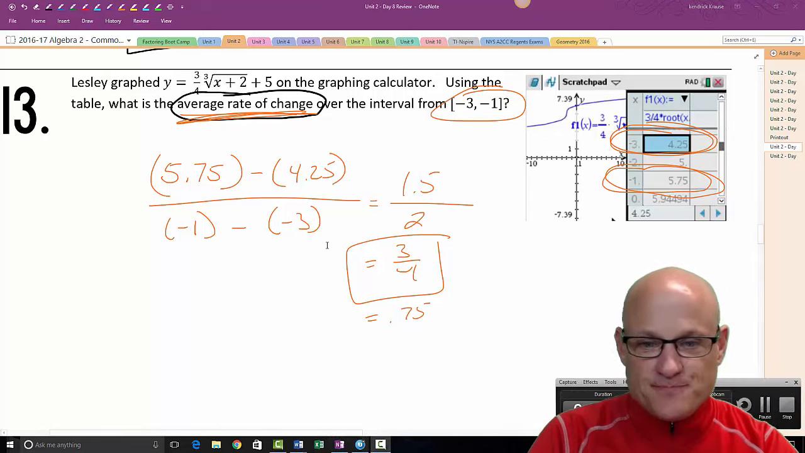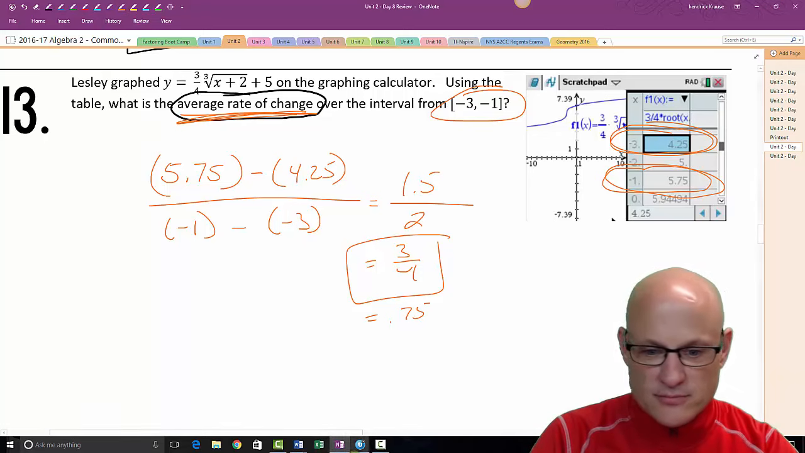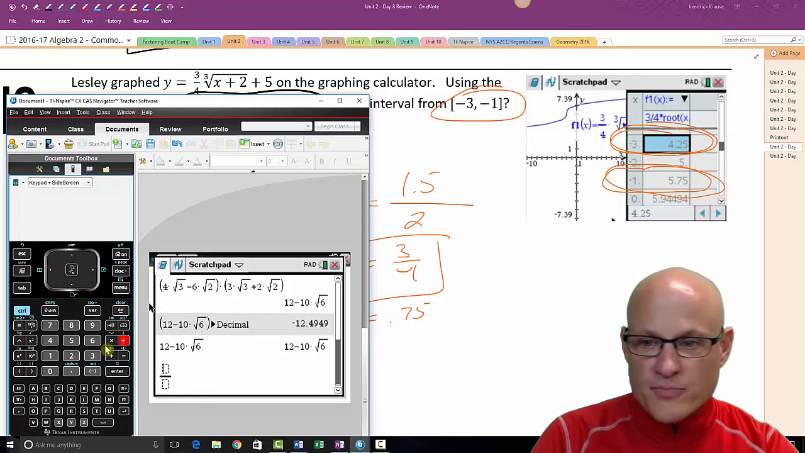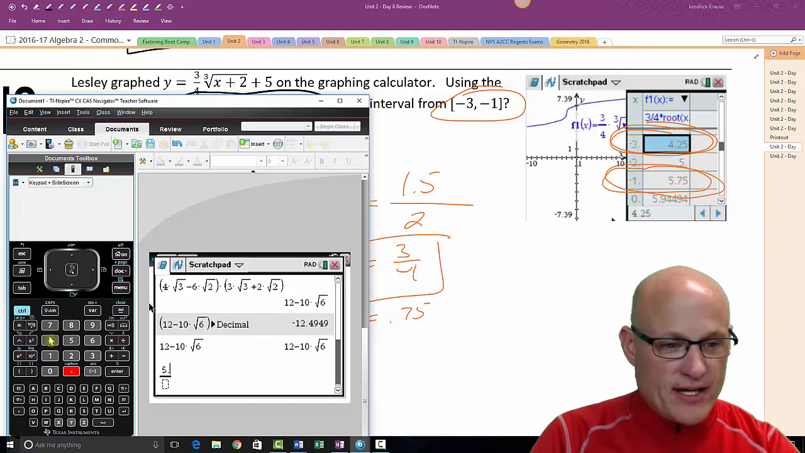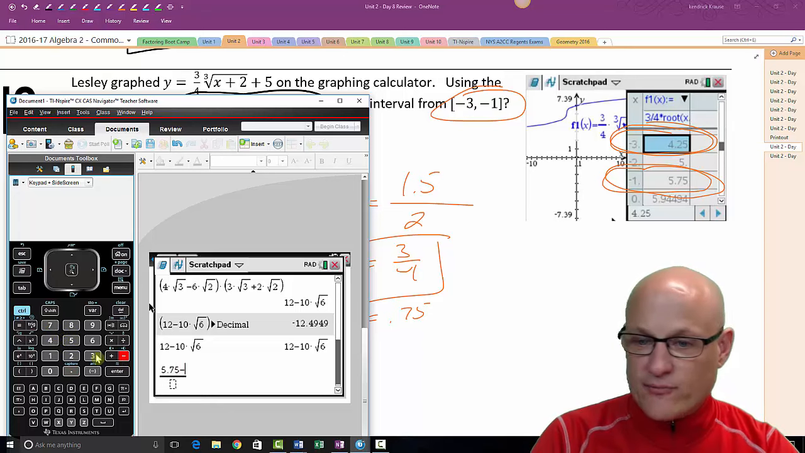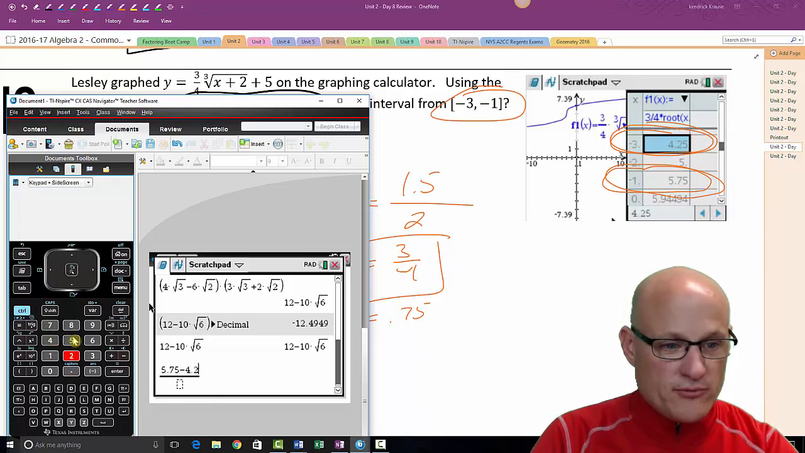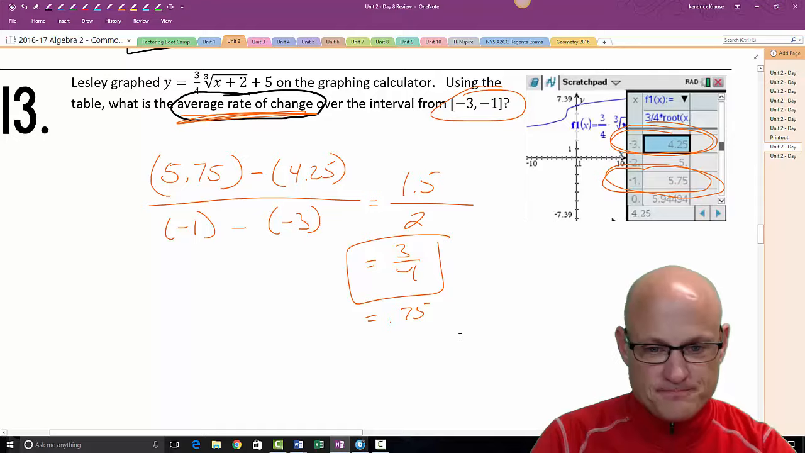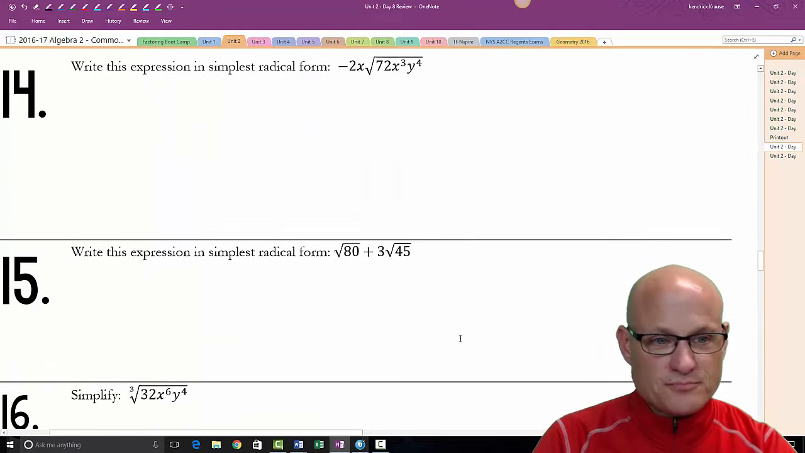Let's see what the calculator says. So we're going to do control division. 5.75 minus 4.25, all over. Now, I should have used parentheses, so this one I will be using them. Negative 1, parentheses, minus, parentheses, negative 3, parentheses, 0.75. You can also have 3/4. Moving on.